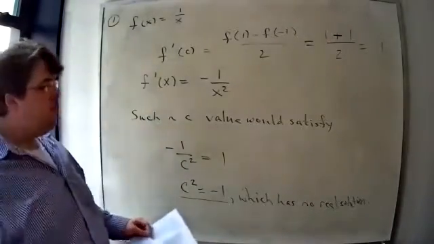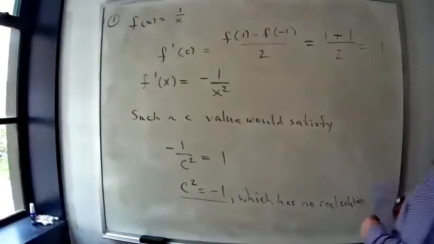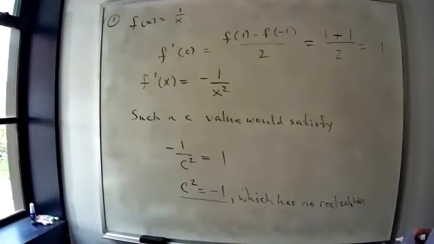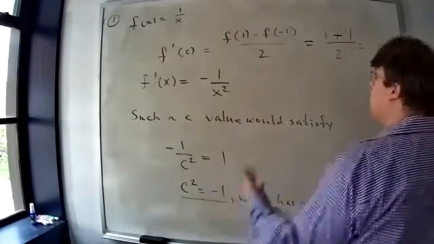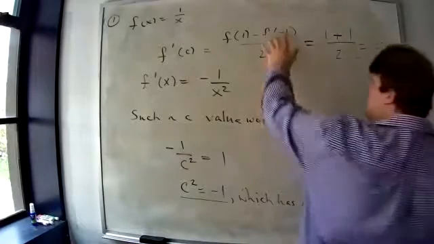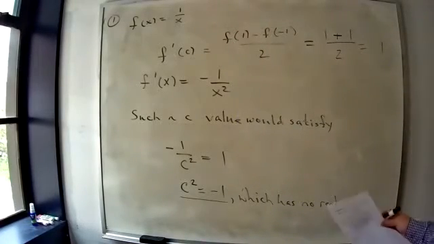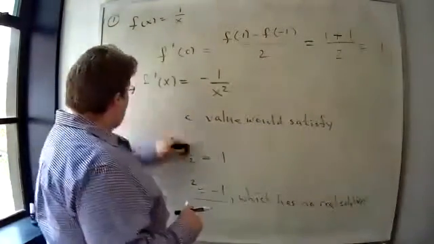Now, the mean value theorem, if it applied, would have guaranteed a c value exists. So right here, no c value exists. Therefore, the mean value theorem doesn't apply in this case, on the interval -1 to 1. So the second part of this says, why doesn't the mean value theorem apply to this function on that interval?